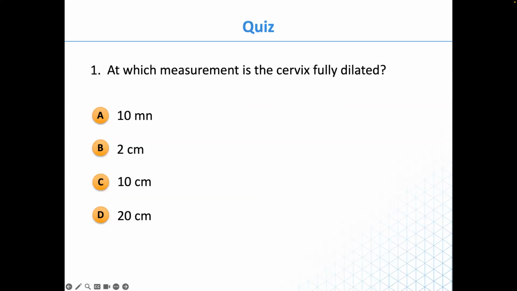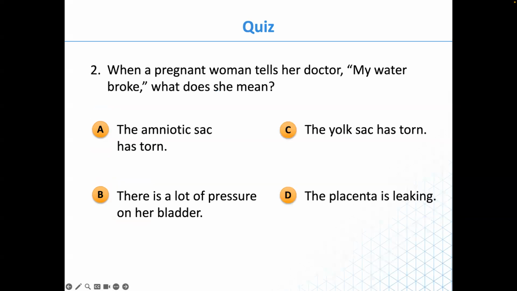So it's 10 centimeters, like Abdulaziz mentioned. It starts very slowly, and once it's close to the time to give birth, it speeds up. But when it's fully dilated, it's 10. So any child, no matter how big the child is, would get expelled at 10 centimeters. Now the next one goes to Robbie. When a pregnant woman tells our doctor, my water broke, what does she mean?